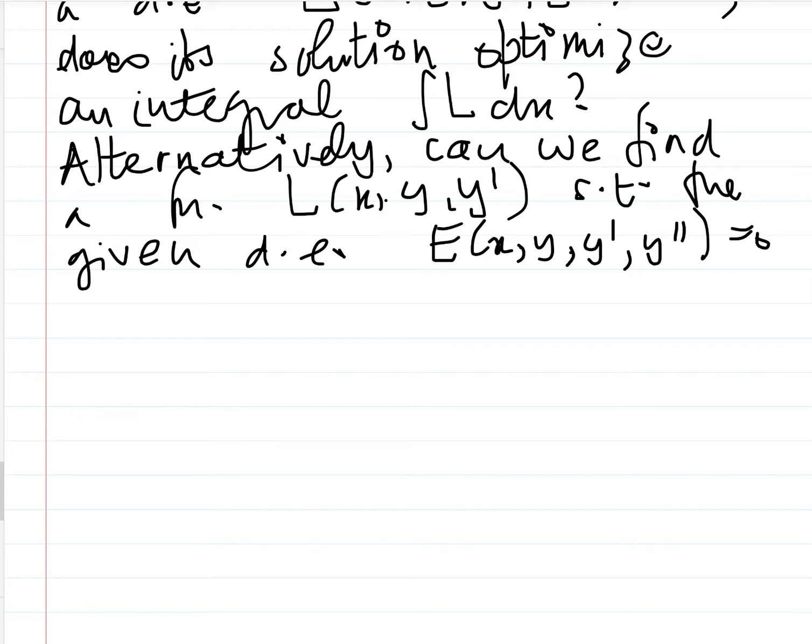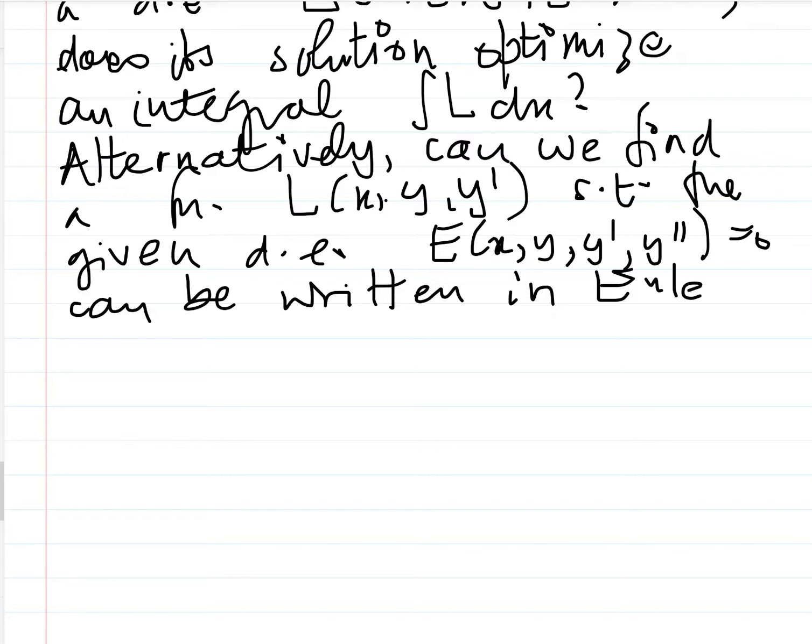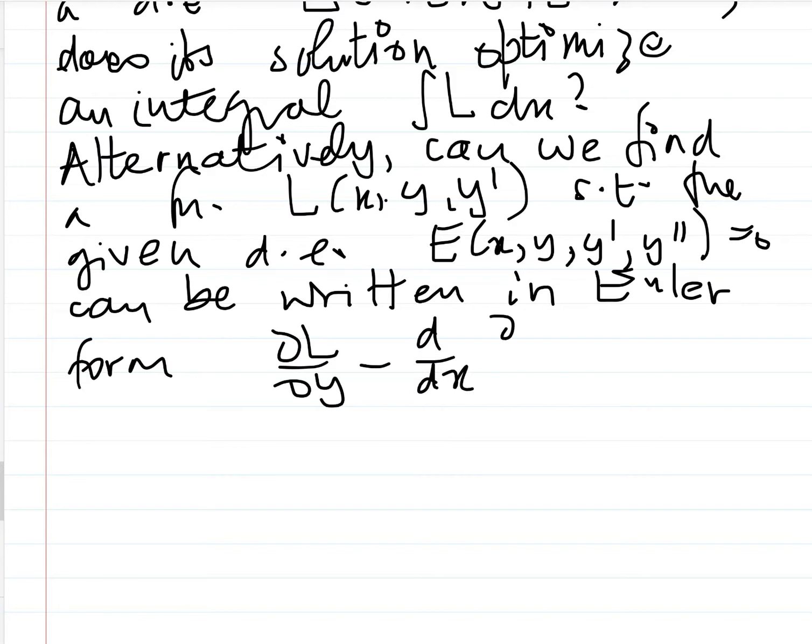Can you find such a function such that the given differential equation can be written in Euler form or Euler-Lagrange form? And what is the Euler form? The Euler form is dL by dy minus the total derivative of the partial derivative of L with respect to y dashed equal to 0. And I mentioned that we had some examples of this type.